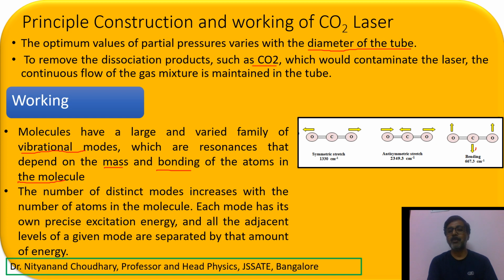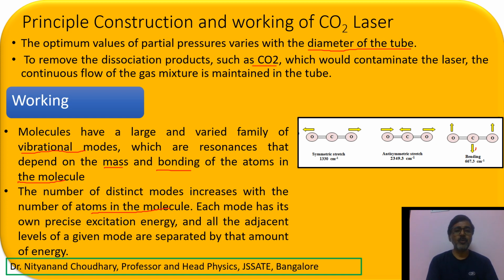So here, for example, we have three modes of vibration. Similarly, if you take the water molecule, it will again have three or four types of vibration, because water and carbon dioxide are in many ways similar in structure. The number of distinct modes increases with the number of atoms in the molecule. Here we have 3; in hydrogen, you have only 2. So depending upon the number of atoms, the vibrations can increase.